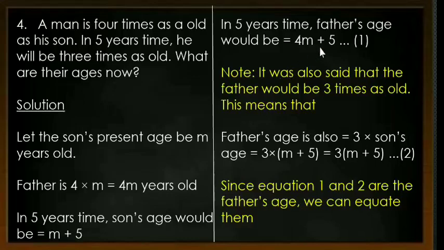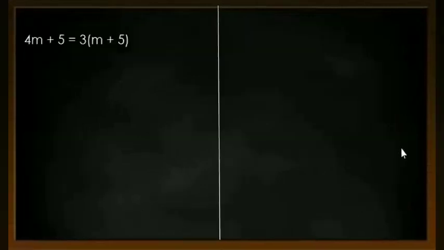Ordinarily, in 5 years' time, the father will be 4m plus 5 years old. But since we were given another hint that the father will be 3 times as old as the son, these will be the ages of the father in 5 years' time. Since we are talking about the same person, we are talking about his age in 5 years' time, and they have given us 2 different scenarios which equals his age in 5 years' time, simply means we can equate 4m plus 5 and 3m plus 5. So we now have 4m plus 5 equals to 3 into bracket m plus 5.